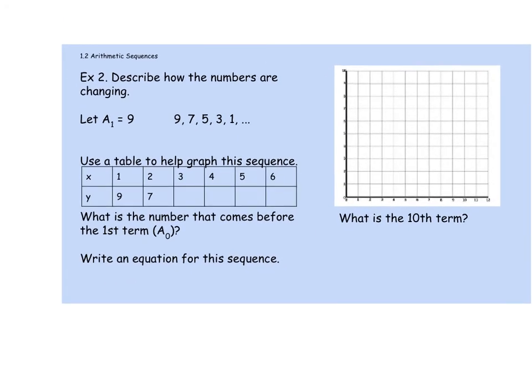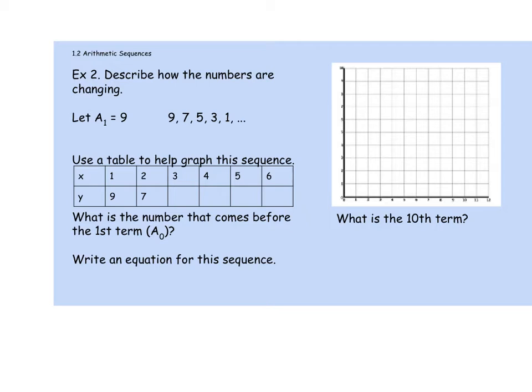Describe how the numbers are changing. Okay, so again, I'm going to write this linear equation up here, y equals mx plus b. Remember, an arithmetic sequence is a linear equation. Describe how the numbers are changing. The first term is 9. If I go from 9 to 7, that's subtracting 2. 7 to 5, subtracting 2, right? It keeps on subtracting 2. So what do you think your slope is? Negative 2, right? Yeah.